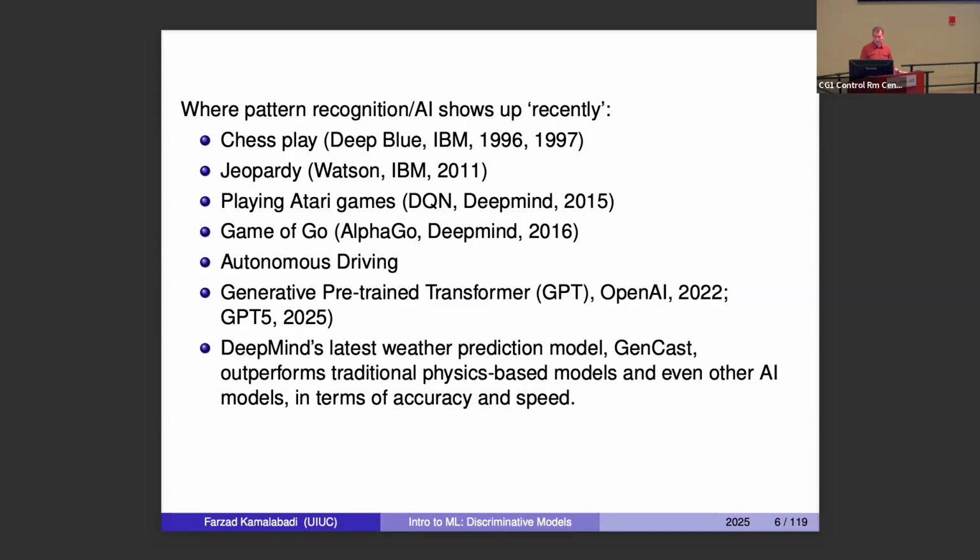Okay. I want to talk about something that has some implications for scientific applications, and that's DeepMind's latest weather prediction model, which is now more than a year old, maybe 2 years old, GenCast, which outperforms traditional physics-based models and even other AI models in terms of accuracy and speed. So why is this consequential?